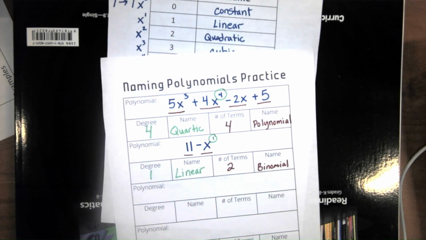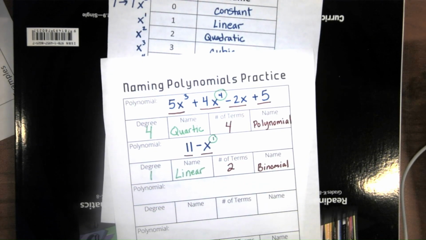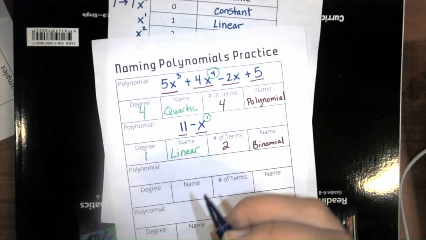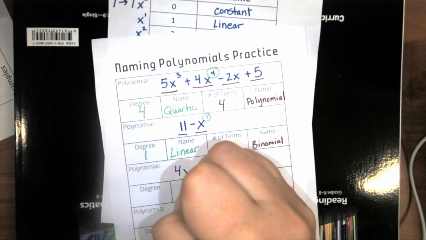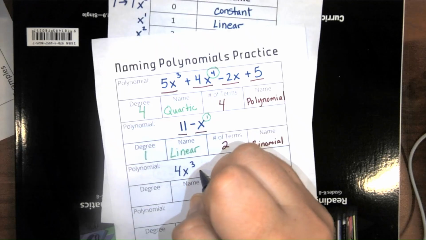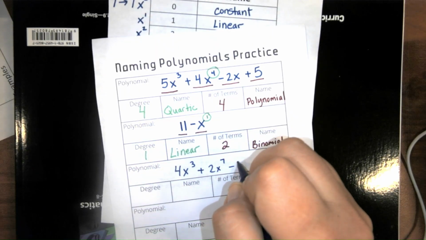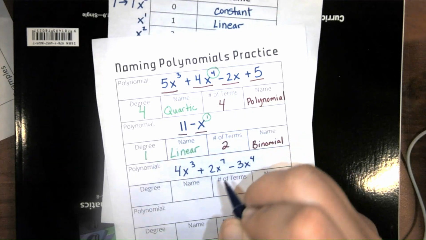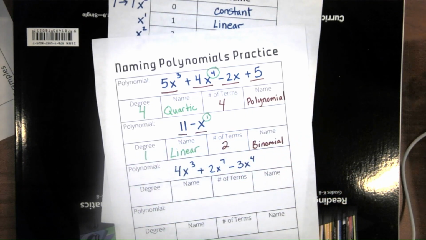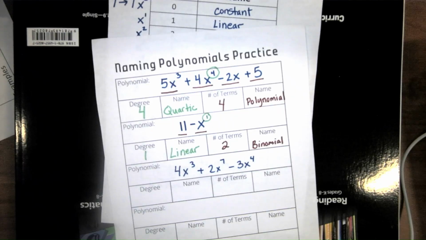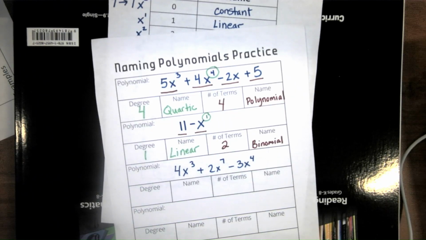This next one I want you to pause after you write it down and try it on your own and check back. 4x to the third plus 2x to the seventh minus 3x to the fourth. So quick, pause the video. Figure out the degree and the name and the number of terms and the name, and then check back to see if you're correct.